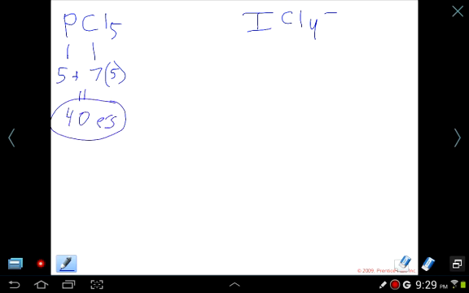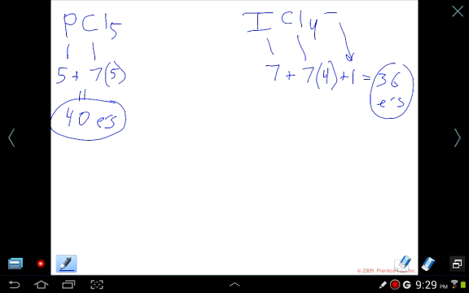In the case of ICl4 minus, iodine has 7. Each chlorine has 7. We got 4 of these. So 7 times 4, 28, plus another 7, that's 35. We have one more here to give us 36 electrons in these cases. Let's go ahead and do the PCl5 one first. Phosphorus goes in the middle because phosphorus is the less electronegative element. And let's situate the chlorines around the outside. And you have to fit all 5 chlorines in this case around the outside.